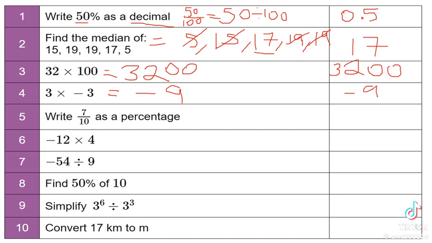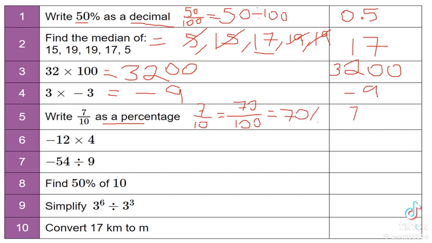Question number 5, write 7/10 as a percentage. Okay, I'm going to convert it into out of 100. So I'm going to multiply top and bottom of my fraction by 10 to make it into an equivalent fraction out of 100. So it's 70 hundredths. A percentage means out of 100, so my answer is just 70%.